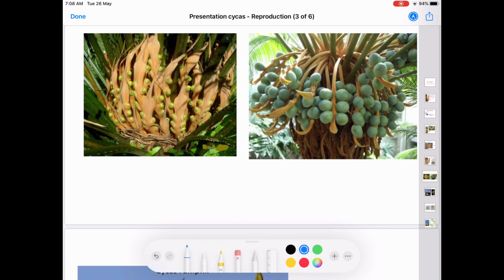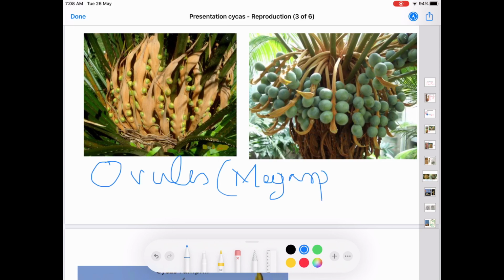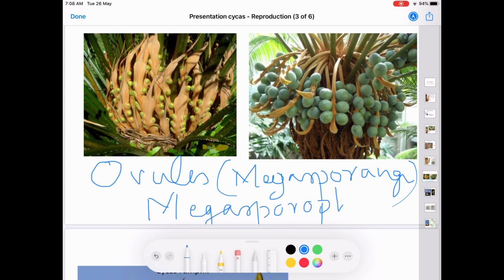Now, coming on to the female reproductive structure in Cycas, the female reproductive organ in Cycas is known as ovules or megasporangium. The megasporangium in turn is produced on megasporophyll. The female reproductive organ is the megasporangium, and the megasporangium in turn is produced on megasporophyll.